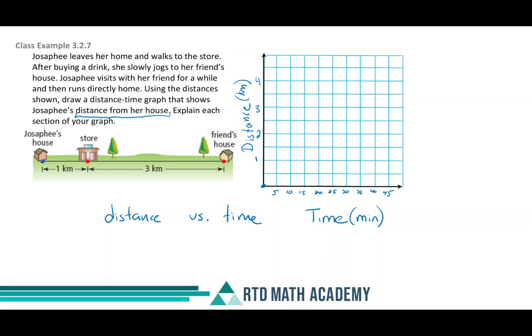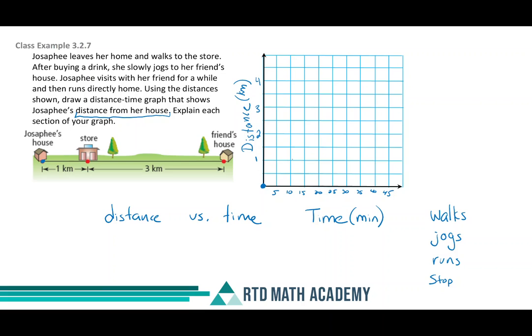What we do know is that we also have 3 different speeds, okay? She walks, she jogs, and then she runs. The only other thing that she does is she doesn't move around, so she is stopped. Okay, she stops at her friend's house and she stops at the store. So when we are talking about our distance, first, from her house to the store, we're going 1 kilometer. So she's going to start with 0 distance and she's going to head up to 1 kilometer. And this time she was walking to the store.